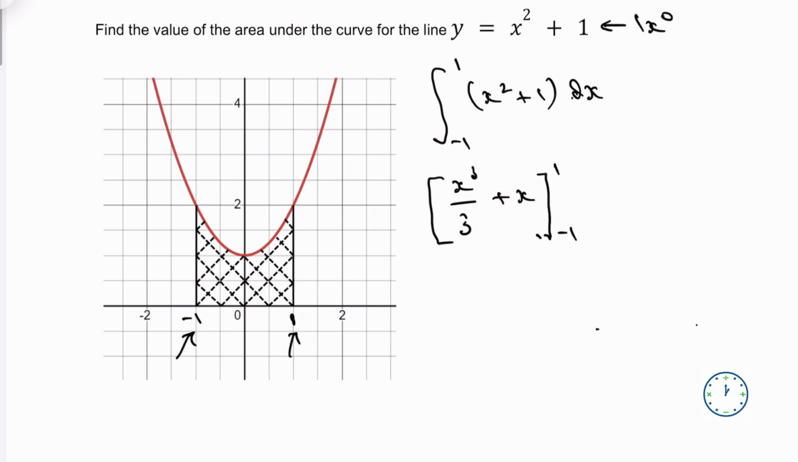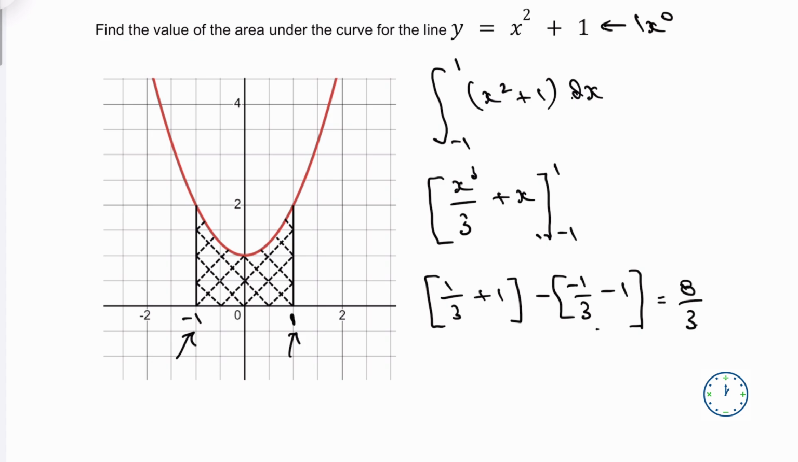So really then it's a case of substituting in. So what I'm going to get is on the first substitution of positive 1, I'm going to get 1 over 3 because 1 cubed is still 1, and that's going to be plus 1. And then I'm going to substitute for x minus 1, and that's going to give me negative 1 over 3, negative 1. And when I work all of that out, I'm going to get 8 over 3.